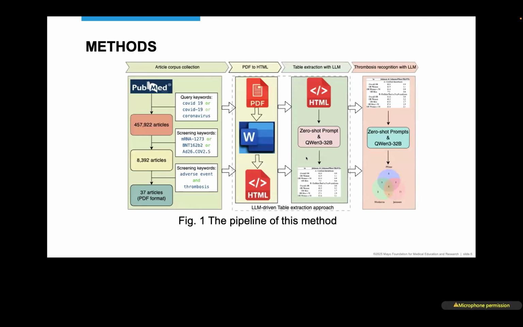And this is our pipeline, or method. Altogether there are 3 parts. The first part is the article corpus collection, followed by our method of table extraction with a large language model. And the third part is thrombosis recognition with an LLM.